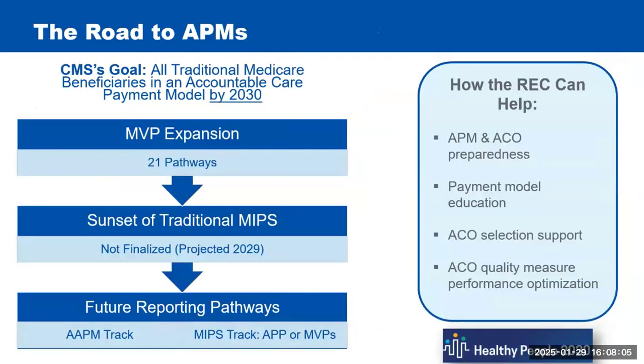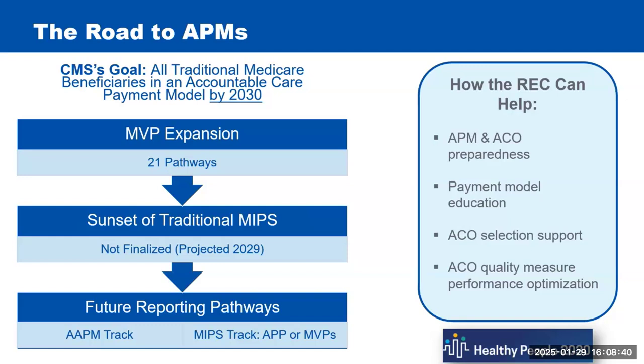So CMS has created several pathways within the quality payment program to really meet what they consider the definition of value-based care. And all of this is really to align with their Healthy People 2030 initiative, in that they want to have all traditional Medicare beneficiaries in some type of an accountable care payment model or arrangement by 2030. And so there's a couple different ways that we can find ourselves meeting and achieving that aim.